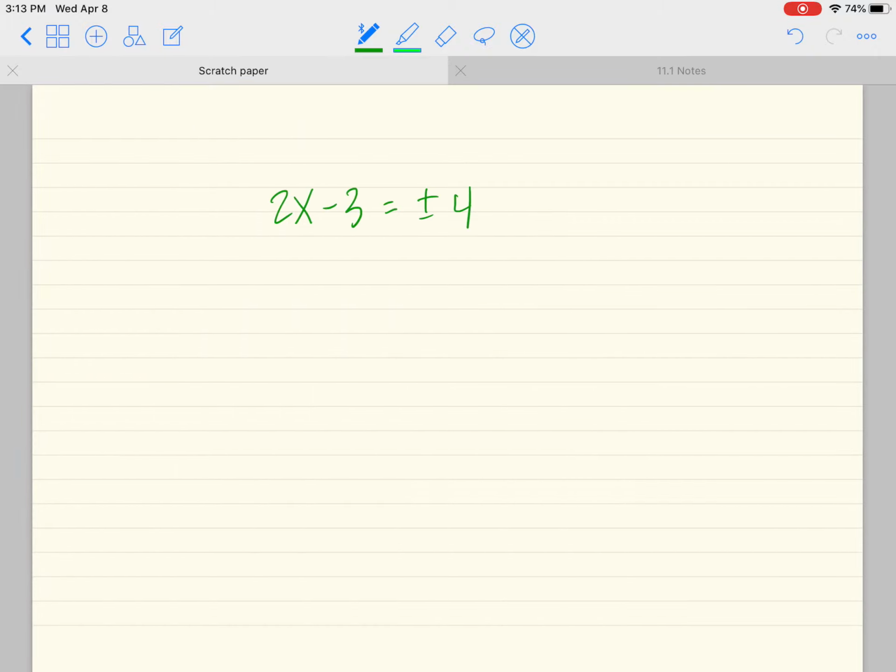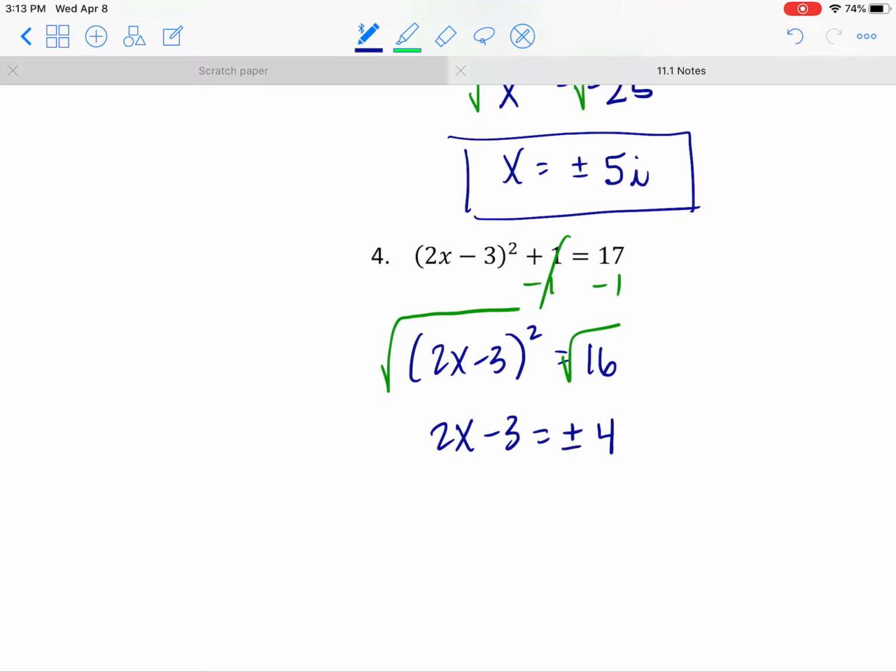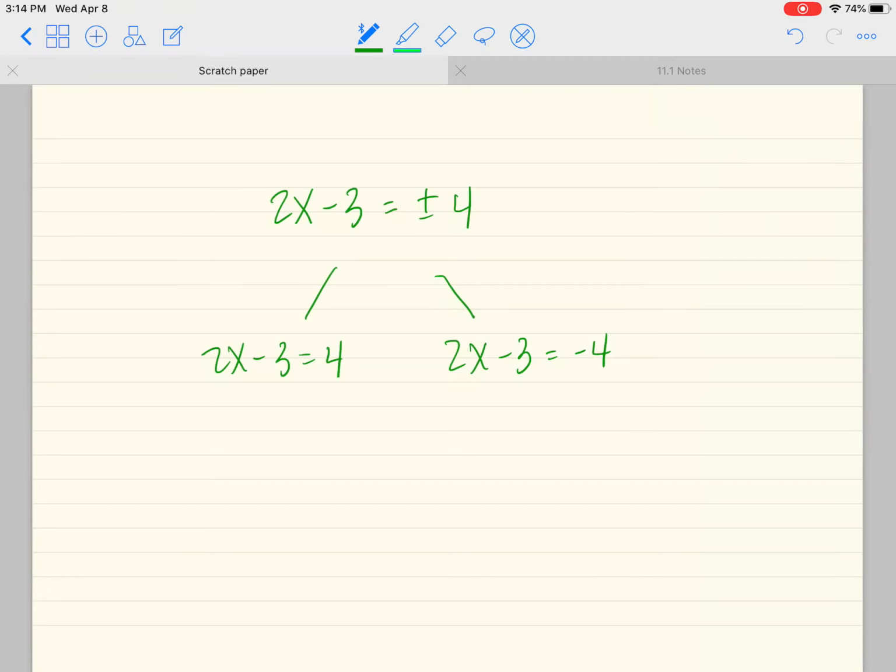Okay, now I see a lot of mistakes happen on this particular problem. This is saying two things, okay? Let me go to my scratch paper. This is saying that 2x minus 3 is equal to, when we say plus or minus 4, two things are happening here, right? 2x minus 3 can equal positive 4, or 2x minus 3 can equal a negative 4. And that should make sense. Let me go back here, right? If I square a positive 4 or a negative 4, I'm going to get 16.